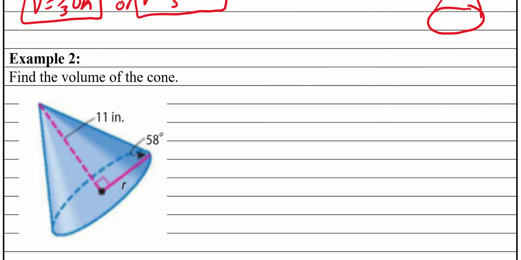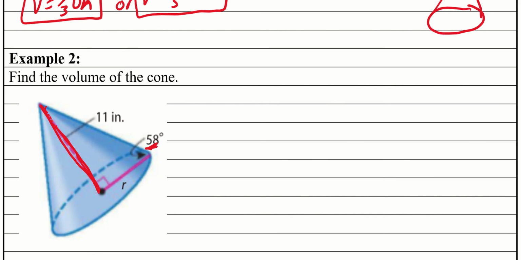For example 2, let's say I have this cone here and I want to find the volume of it. We notice we're not actually given one of the values yet. We're not given the radius. We're going to have to find that. What we are given is the height of the cone, which is 11 inches, so that's going to be helpful. And we're also told that this angle measure here is 58.